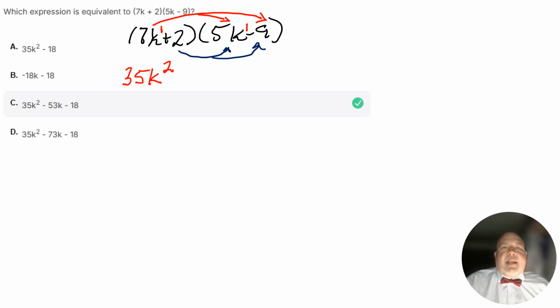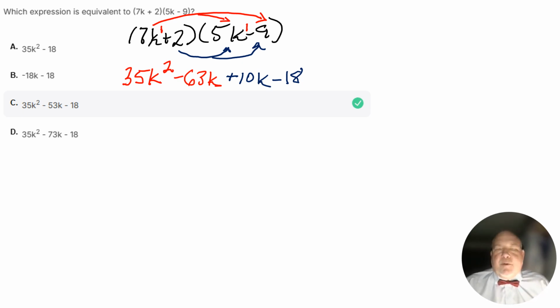Then I'm going to multiply 7k times 9, and pay attention to the minus sign in front of the 9. That tells me to treat this like a negative 9. So 7k times negative 9 gives me negative 63k. Now I'm going to come over and do the 2. So I'm going to multiply 2 times 5k. And those are both positive, so that's plus 10k. Then I'm going to multiply the 2 times the negative 9, and that gives me negative 18, so I write minus 18.